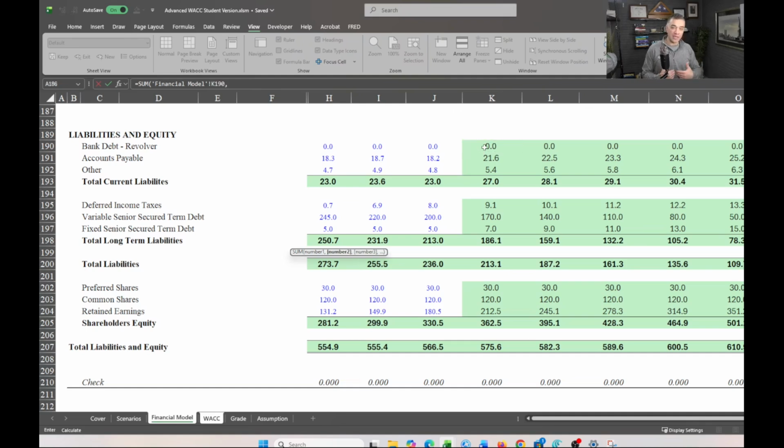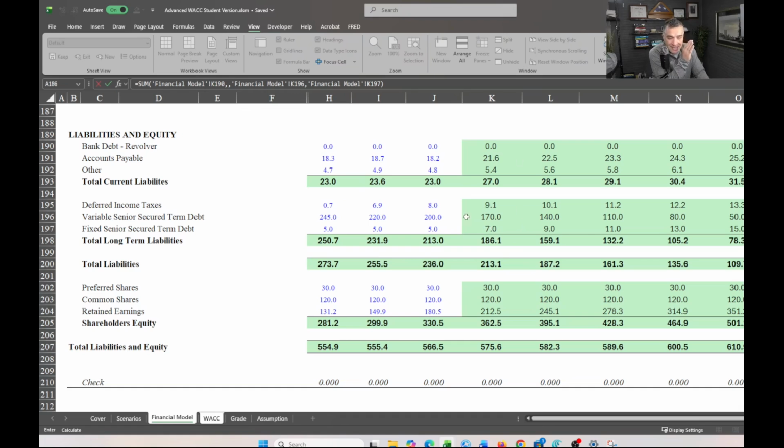The revolver is typically for a shortfall of the company. If the company didn't make money, the revolver kicks in. And if we did make money and we had a balance in the revolver, we pay it back quick. And then I'm going to hit comma. And then I'm going to take our variable debt, comma, and then I'm going to take our fixed debt. And I'm going to close that bracket.